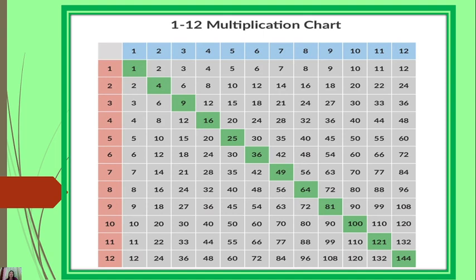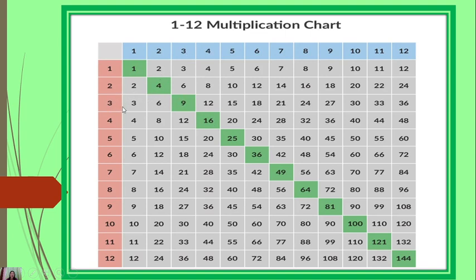A multiplication table or chart is a tool used to identify perfect squares. Just like 1. 1 is a perfect square because if you square 1, the result is 1. Next, 4 is a perfect square. If you get the square root of 4, the result is 2. 9. The square root of 9 is 3 because 3 times 3 is 9.